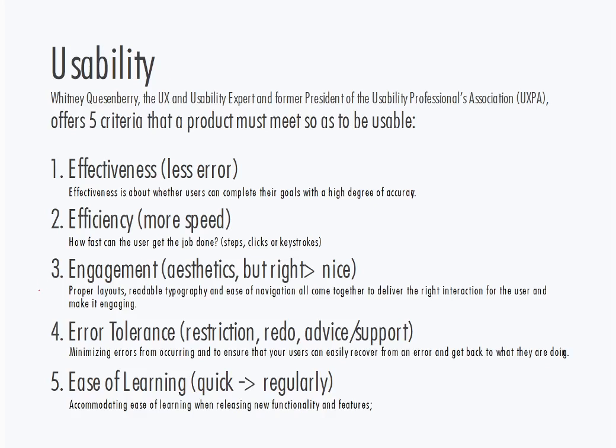Okay, third is engagement. It is about aesthetics, but as you can see here, I put being right is better than being nice. So design with the right color or right layout in the right context is better than just having nice picture or color. Proper layout, readable typography, and ease of navigation all come together to deliver the right interaction for the user, and it will make it engaging.